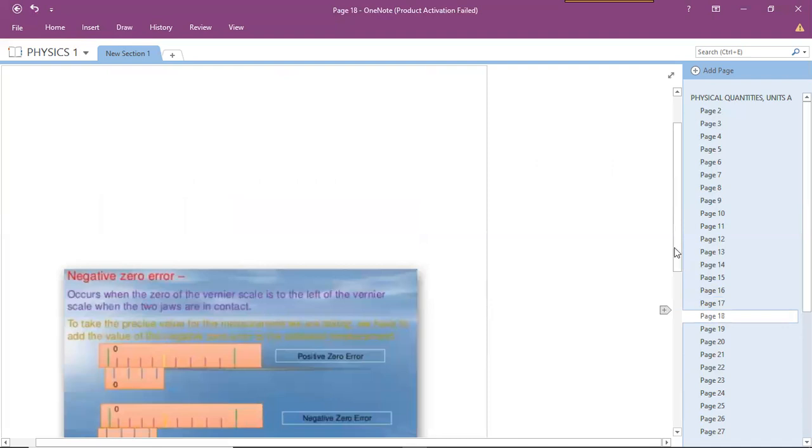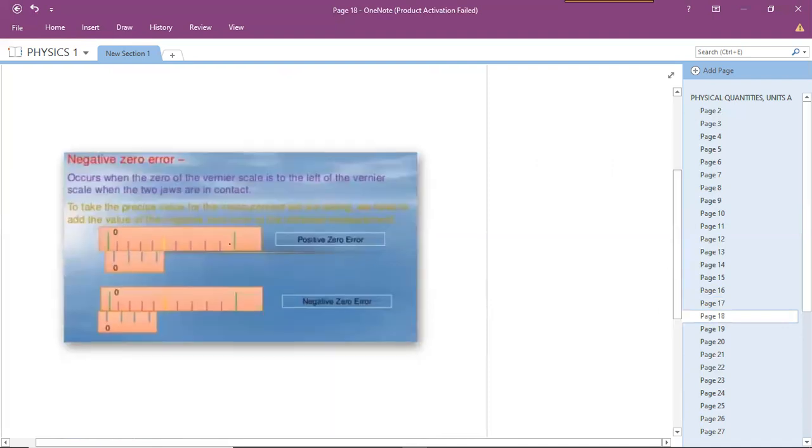There are 2 types of errors that you can make using a Vernier caliper. When the 0 of your Vernier scale is after the 0 of the main scale, that's a positive error. Because remember, on your number line, if you go this side of the number line, it's the positive side. So if this 0 here is not in alignment, but it moves that side, it's a positive error or a positive zero error.